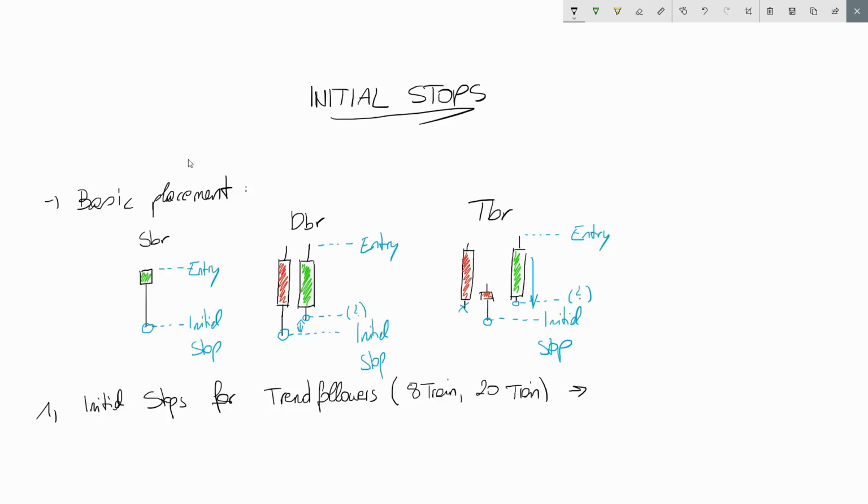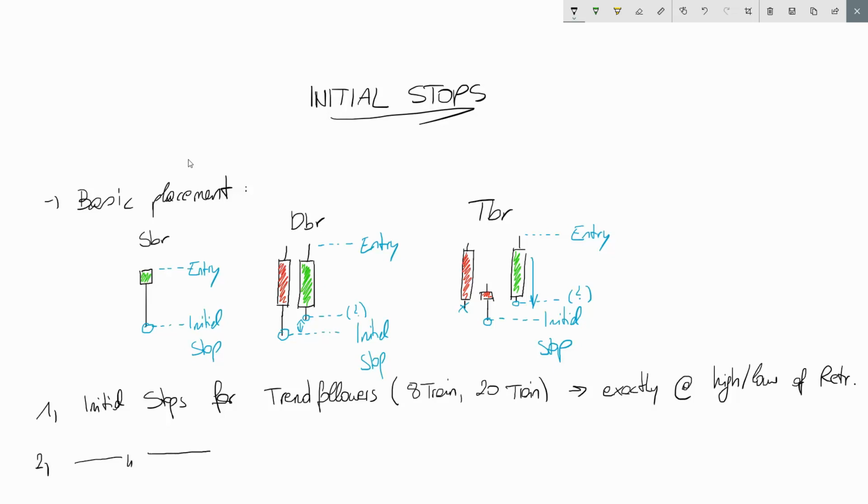And what you do here is you place your stop exactly at the high or low of the retracement. So what I drew you here in the picture above, the basic placement, the basic rules of location point trading: you have your initial stop at the low of the retracement for a long trade, and at the high of the retracement for a short trade. This is the basic setting, and this you should apply when you trade trend following signals. So when you trade an 8 train or a 20 train, place your stop at the low of the retracement. But then of course we have more signals in location point trading.